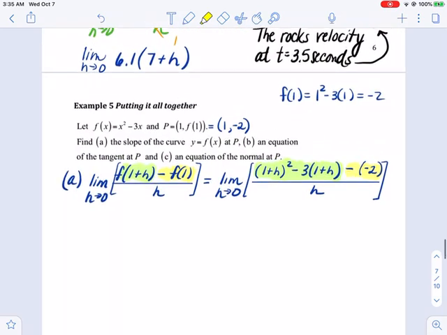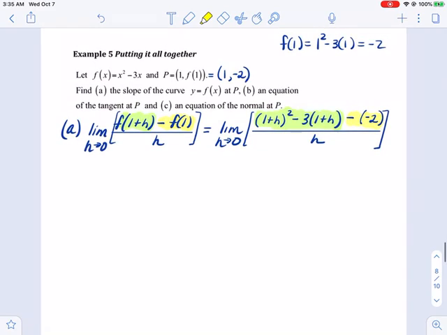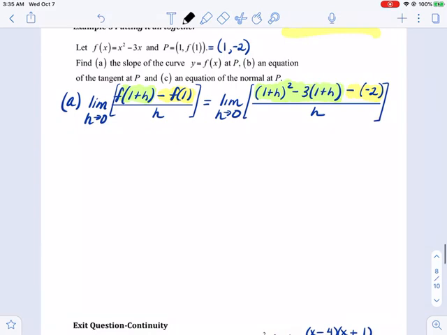Okay, all right, so now putting it all together, if I give you the function f of x is equal to x squared minus 3x, and P is the point in question that we want to find the tangent line at, 1, f of 1 is equal to 1, negative 2. We get that figured out here. So I want you to find, a, the slope of the curve y is equal to f of x at P, and then b, find an equation of the tangent line at P, and c, an equation of the normal line.